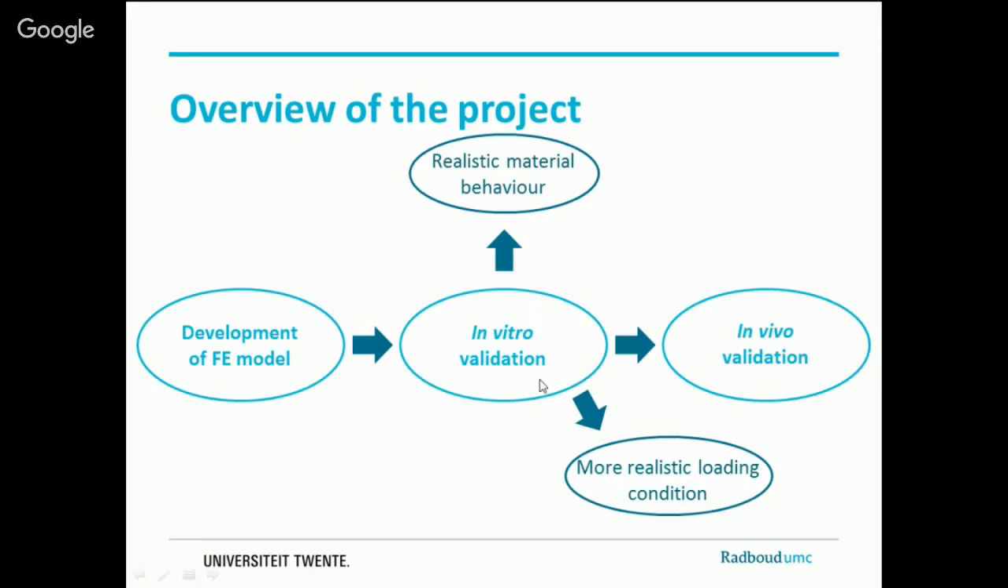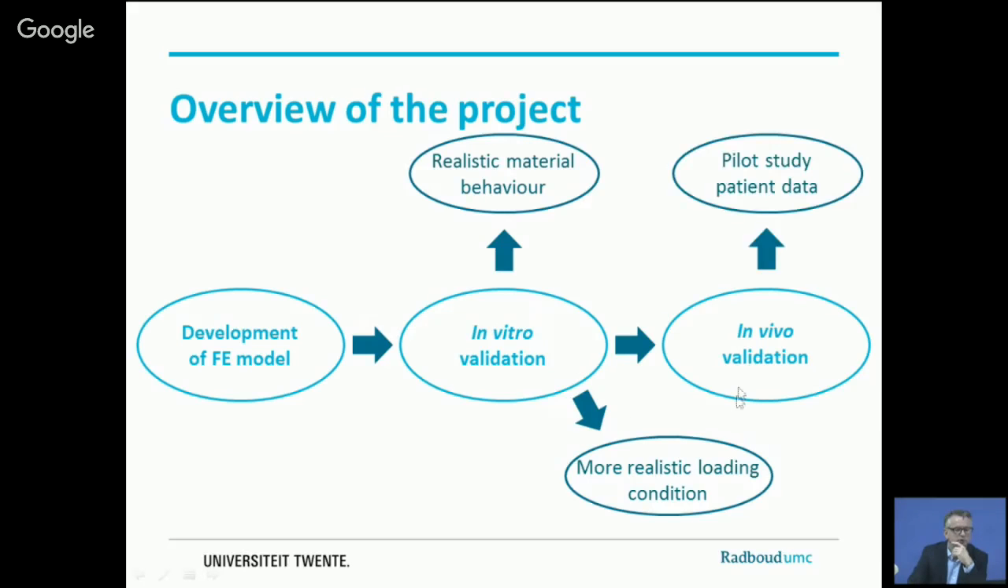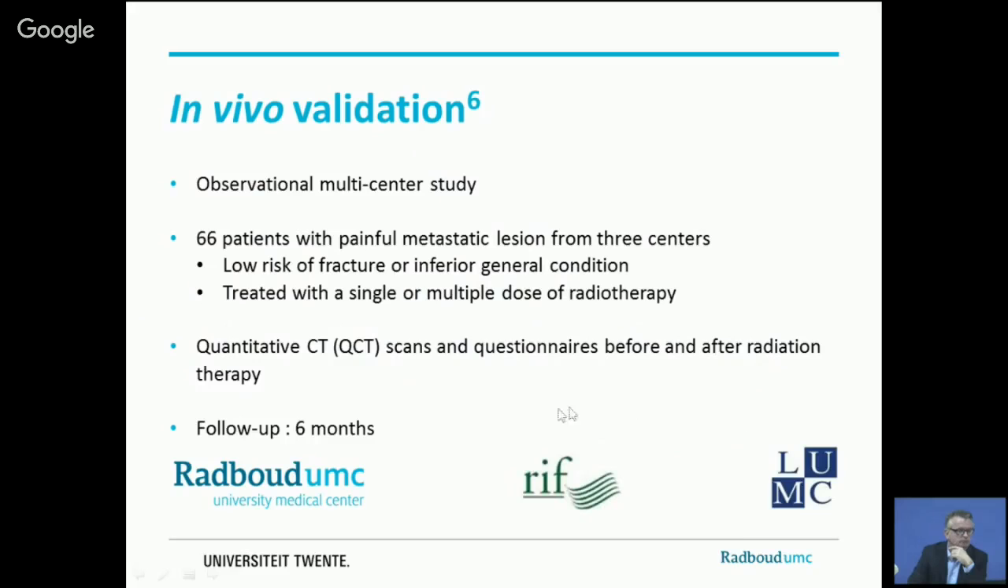Now we are currently applying this method to a patient cohort, and that's why we work together with these clinical institutes. So we do a pilot study. We work with 3 hospitals, and we included 66 patients with painful metastatic lesions in their femurs. And we follow them up for 6 months. 6 months is the average time that patients live after metastatic cancer in our cohort.